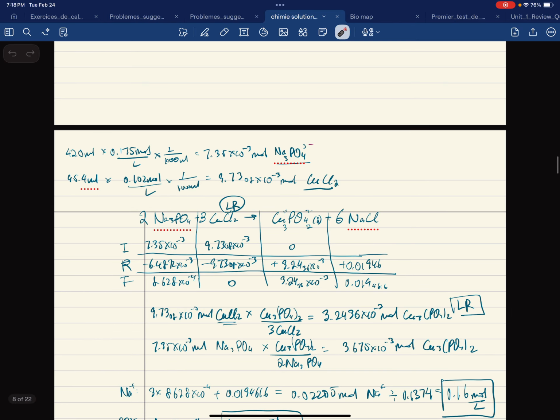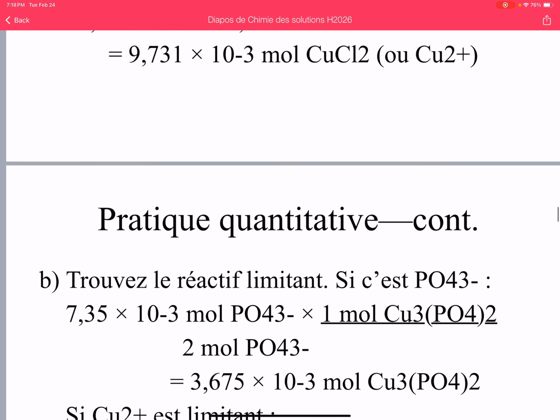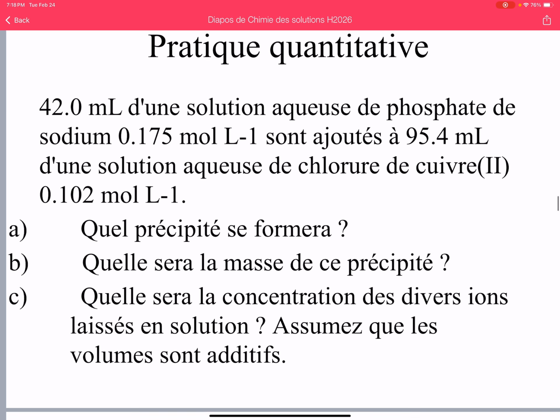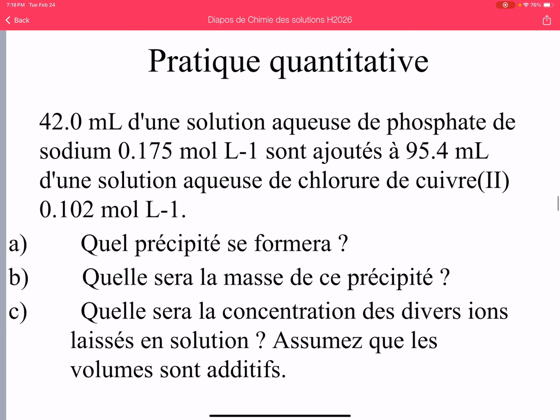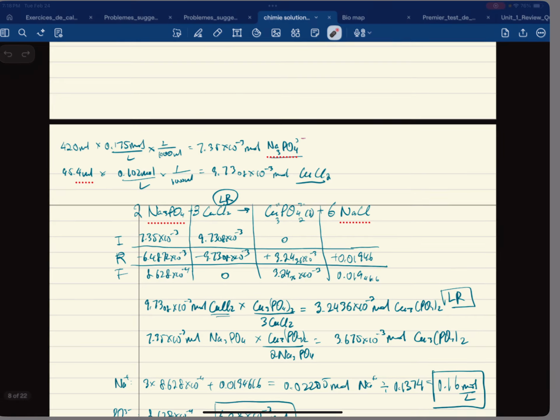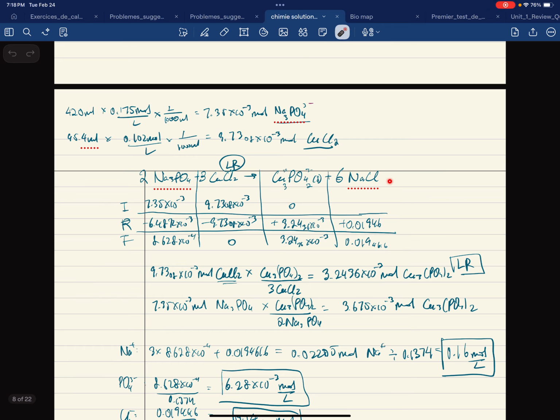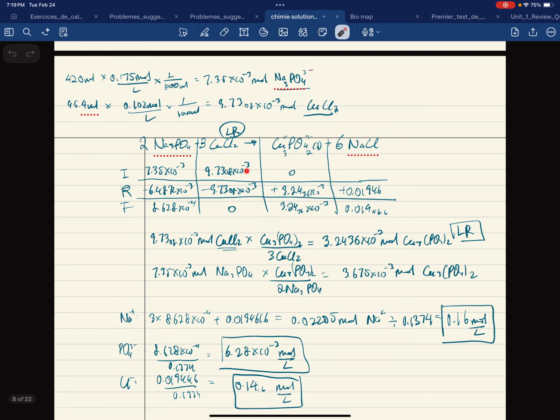So there was a question: 42 milliliter of a solution that was mixed in this amount of solution with another concentration, and they're going to ask for what is a précipité and what is the mass of this précipité and the concentration of these ions, a very typical question like this. And the first thing to do is to write down your équation balancer. So balance your equation, it's probably the most important part, and after that find the quantity of each of the reactants. So the reactants' number of moles, and then fill them into the tableau already. The products have 0 for everything.